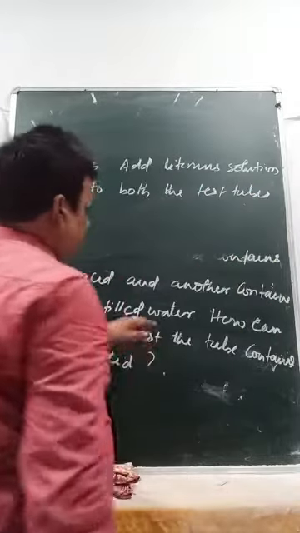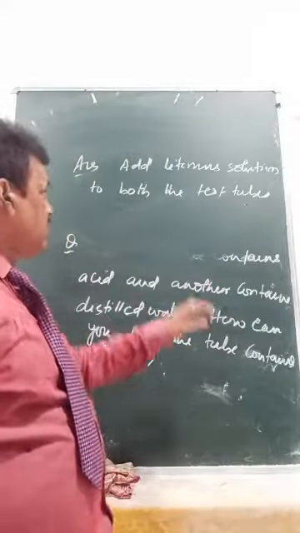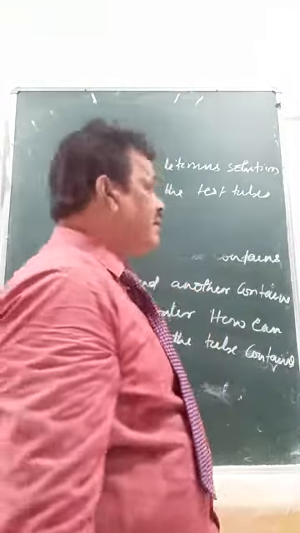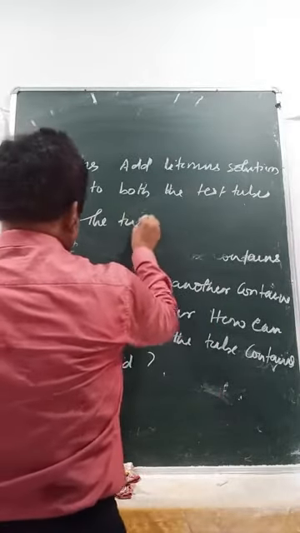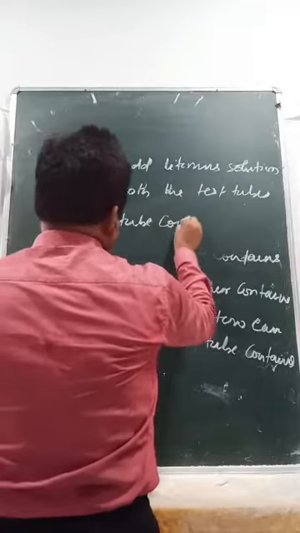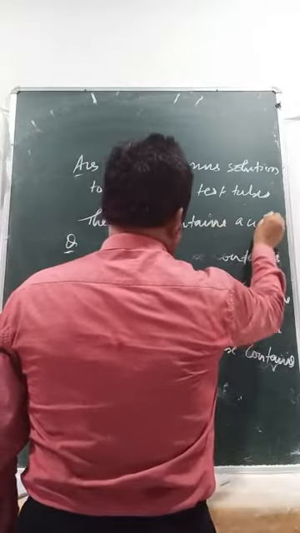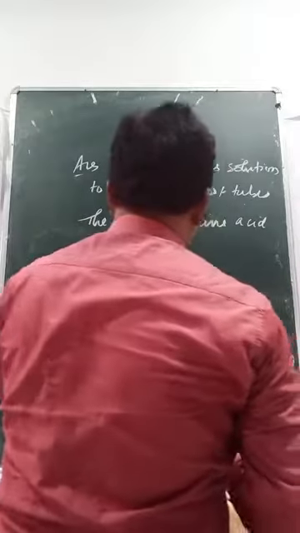What do you do? Take one test tube, it is given acid, the other one distilled water. So what you do is add acid litmus solution to both. So what will you identify? The tube that contains acid will change into which color? Red color.